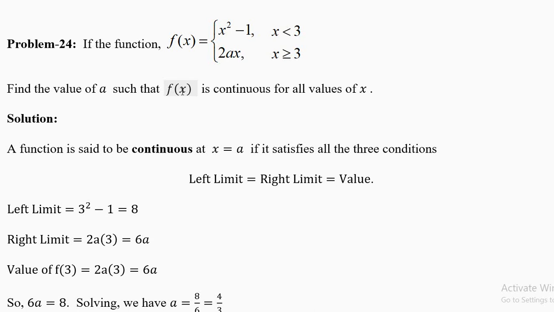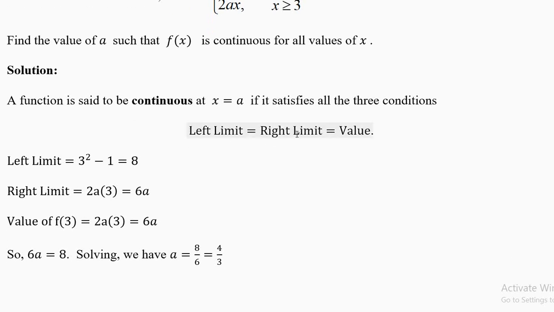Now what are the rules for continuity? There are three rules. Left limit equal to right limit equal to value. Now let's calculate. Left limit is 3 square minus 1. This is left, this is right. 3 square minus 1, which is 9 minus 1, 8. The right limit is 2 into a into 3, which is 6a. Value is f of 3, which will come from here, not from here, because there is no equal to here. Value means equal. So this equal to will give you the value. So f of 3 is 2a into 3, which is 6a.